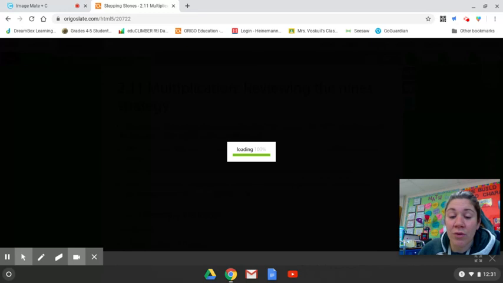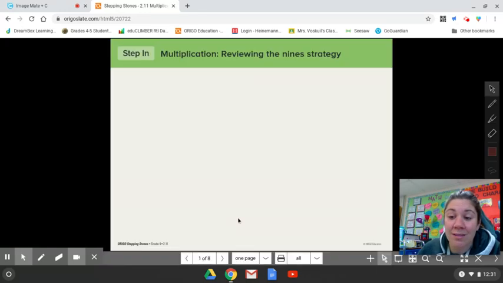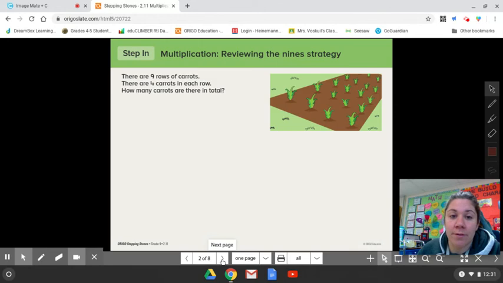As you can see, tens facts are really important. They can help us with a lot of what we need to do when it comes to multiplication. So here there are 9 rows of carrots. There are 4 carrots in each row. If you wanted to draw this out, you could. They want to know how many carrots are in total.